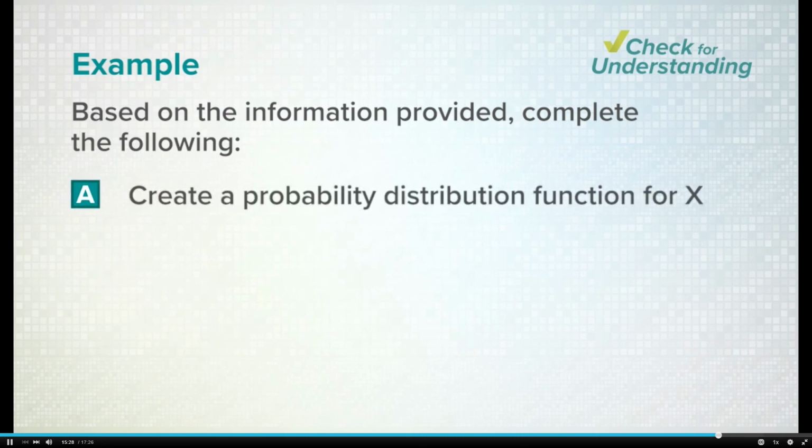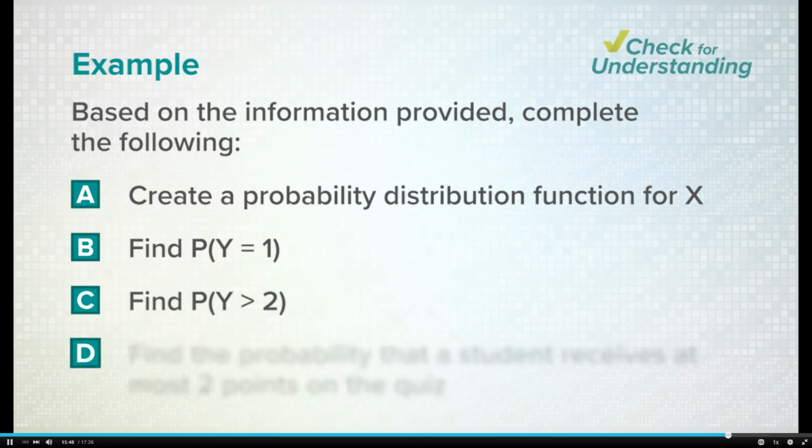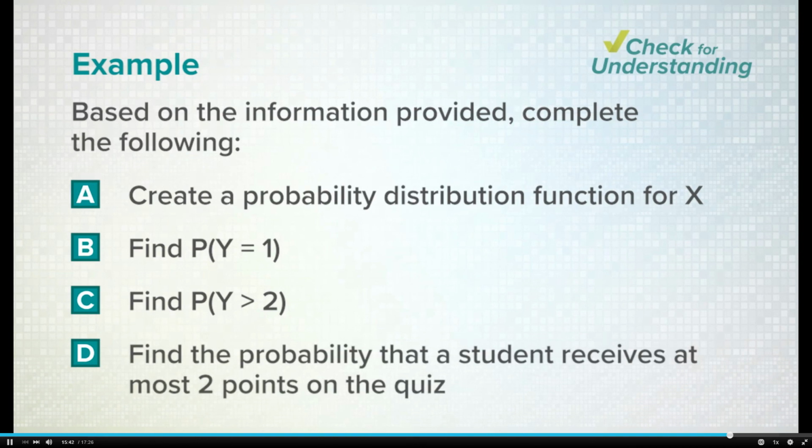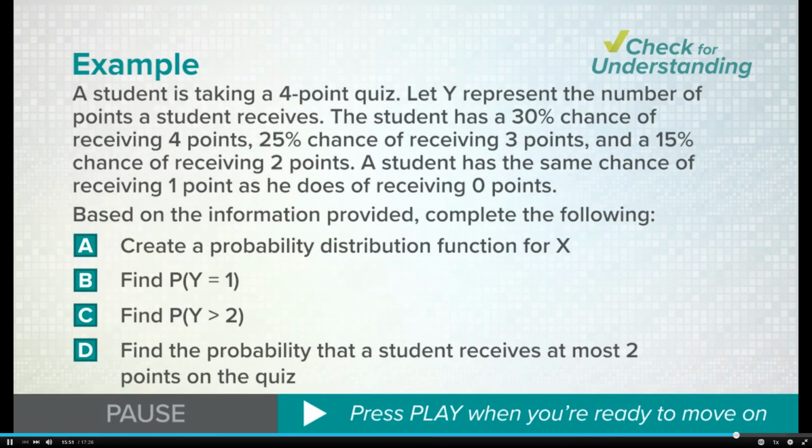A, create a probability distribution function for x. B, find the probability y equals 1. C, find the probability that y is greater than 2. And D, find the probability that a student receives at most 2 points on the quiz. Pause the video to work on this. Press play when you're ready to resume.